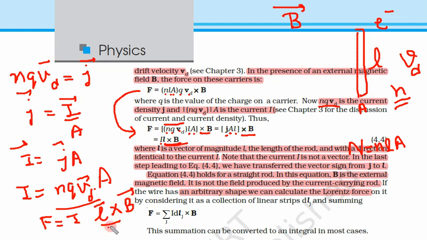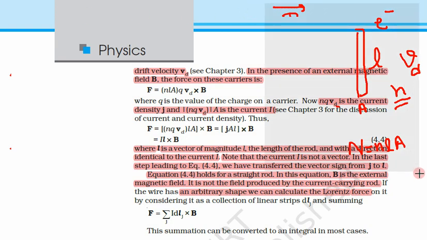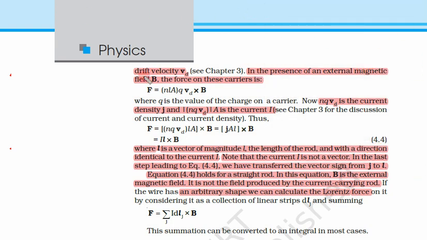Again see, L and B both are vector quantities. So it was quite simple. We know the force on a single charge carrier is Q V cross B. V is changed by Vd. The total number of charge carriers is n L A, charge density into volume. Now this n Q Vd is J, and here we have taken the mod, that means the sign is neglected.